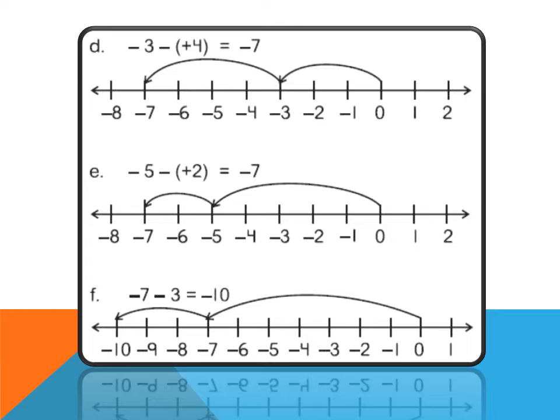D, E and F. Here let us discuss question number E. Minus 5 minus within bracket plus 2. So first of all, from 0 we went to minus 5. Then there is a negative sign. That means we have to move to the left hand side. How many steps? 2 steps. So we will reach minus 7.